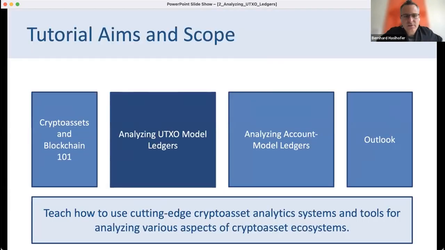Now, after we have learned the basic principles of cryptoassets and the functionality of a blockchain, we are focusing on how one can analyze those so-called UTXO model ledgers. Bitcoin is just one example of a native cryptocurrency that uses this model. There are also many other native cryptocurrencies that use exactly the same model, and the analytics techniques we apply for Bitcoin can also apply to the other coins that build on the same conceptual model. So this is also why we separated the tutorial into those two parts.